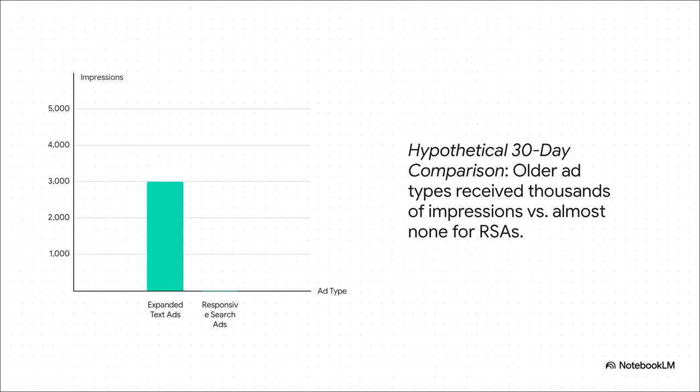And to show you just how serious this can be, check this out. The analysis found real-world cases where an older ad format would get thousands of impressions, while a brand new RSA in the very same campaign would get basically nothing. The ad is live, but it's effectively invisible.